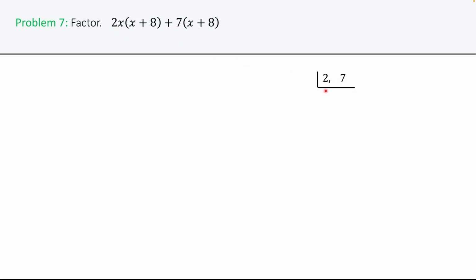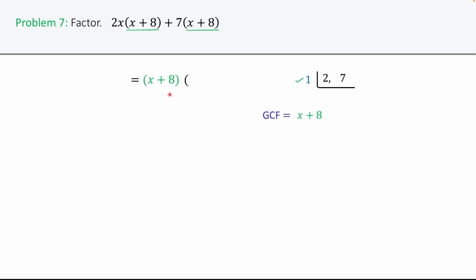These numbers cannot be divided by any number except 1. So the GCF of the numbers is 1. There is an x in this term, but there is no x, or x raised to some power, in this term. So there is no common factor for the x. The factor x plus 8 is in both the terms. So the GCF is x plus 8. Factor out x plus 8.